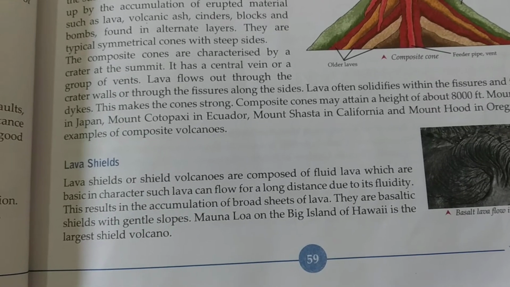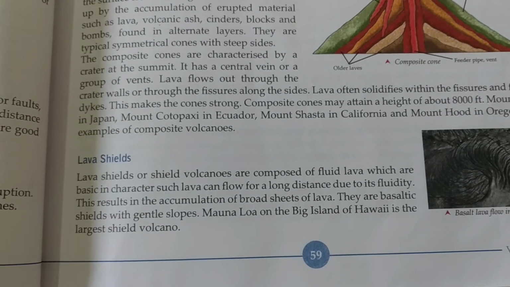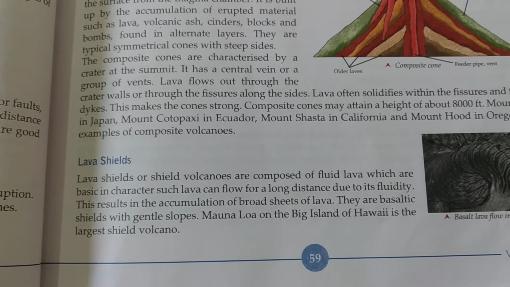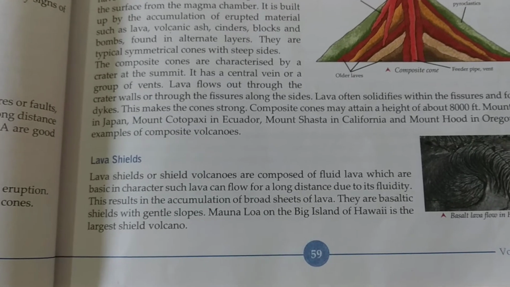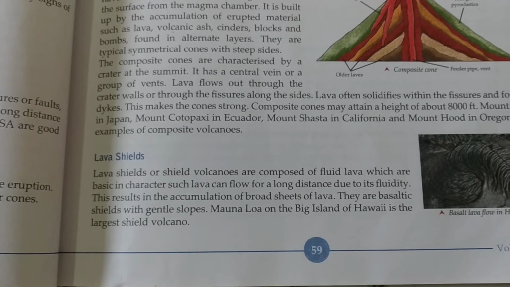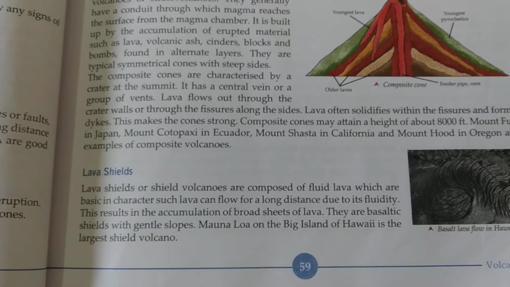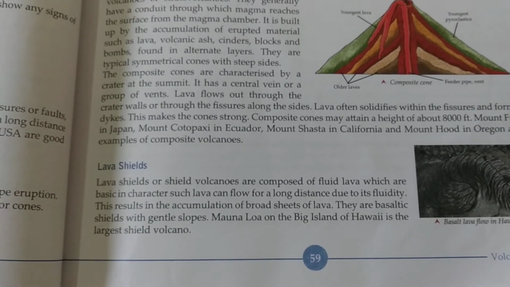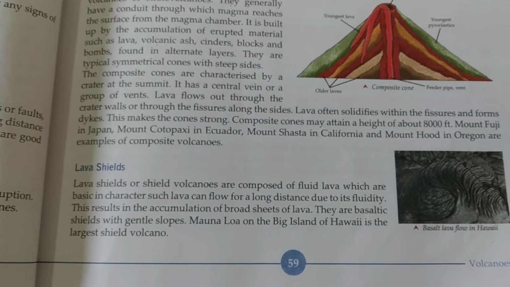As it can flow for a long distance because of its low viscosity, less thickness of the lava, therefore it gets accumulated around broad sheets, broad places, and therefore shields are formed with gentle slopes. Mauna Loa on the Big Island of Hawaii is the largest example of a shield volcano.